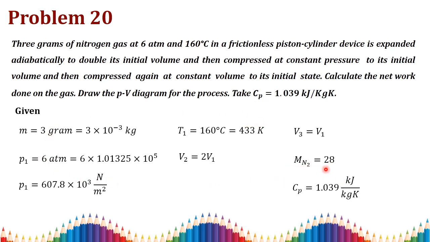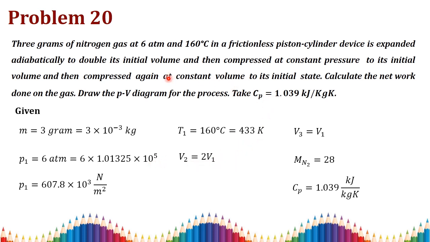So here I am taking M of N2, that is the molecular mass of nitrogen. For nitrogen it is 14, so for N2 it is 28. The 3 gram is converted into kilogram, that is 3 into 10 to the power of minus 3 kilogram, and the 6 atmospheric pressure is converted into Newton per meter square, that is 6 into 1.01325 into 10 to the power of 5 Newton per meter square. And temperature in Kelvin, the volume V2 is equal to 2V1.